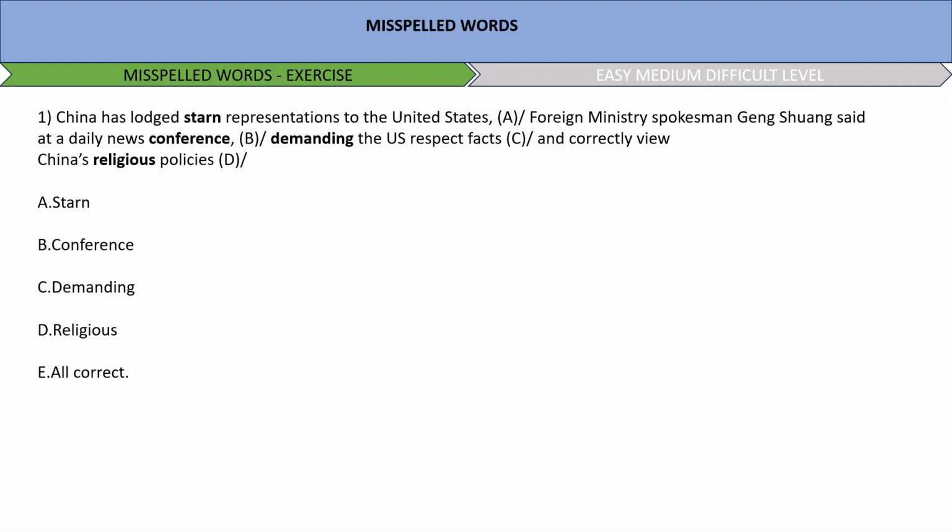China has lodged stern representations to the United States, Foreign Ministry spokesperson Geng Shuang said at a daily news conference, demanding the US respect facts and correctly view China's religious policies. All you have to see is which one of the following is incorrectly spelled, and if you think that none of the words are incorrectly spelled, you can definitely mark your answer as all correct.